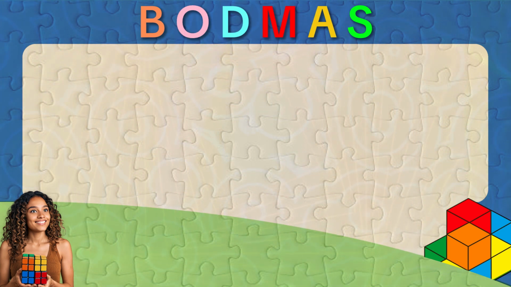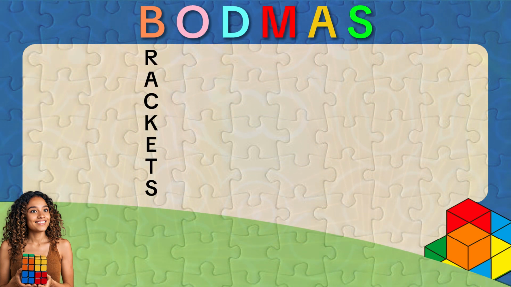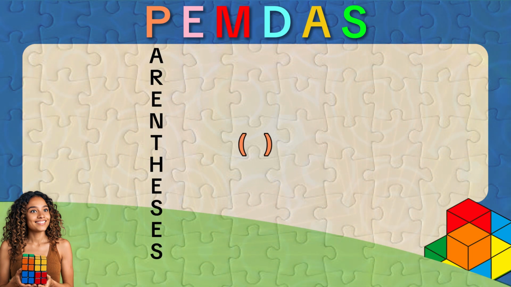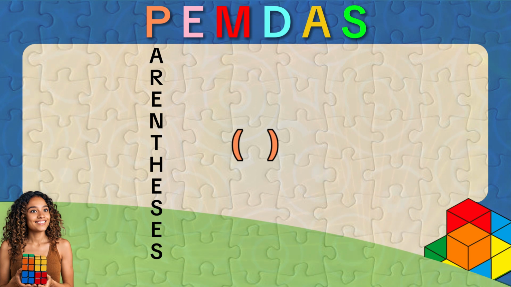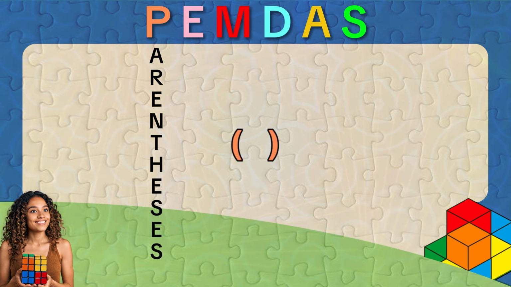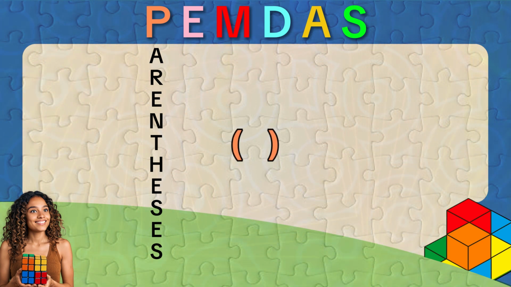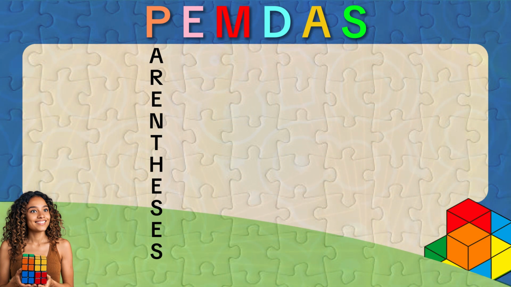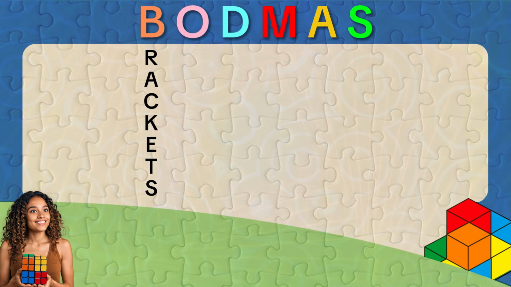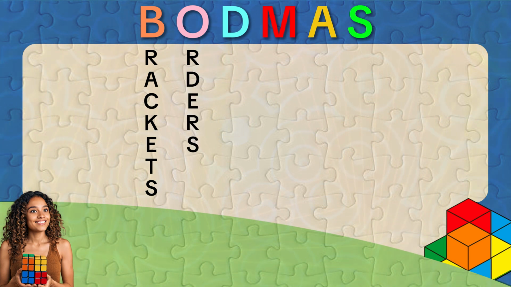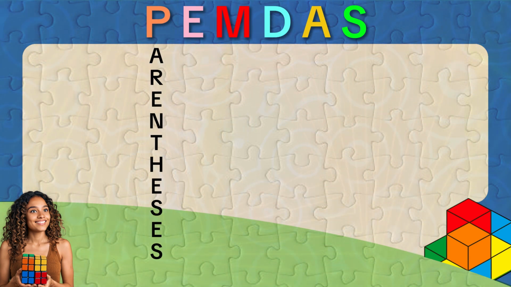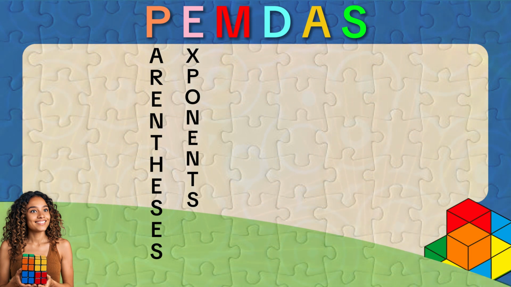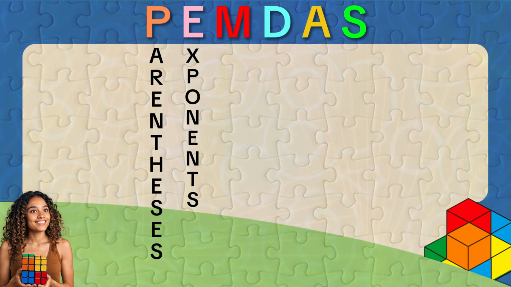In BODMAS, the B stands for brackets, whereas in PEMDAS, the P stands for parentheses, and both are punctuation marks that are used to enclose extra information. But that's English and another subject altogether, but this is maths, so let's continue. The O in the BODMAS acronym stands for orders, whereas the E in PEMDAS stands for exponents, again one and the same thing, and the rest of both acronyms are the same.